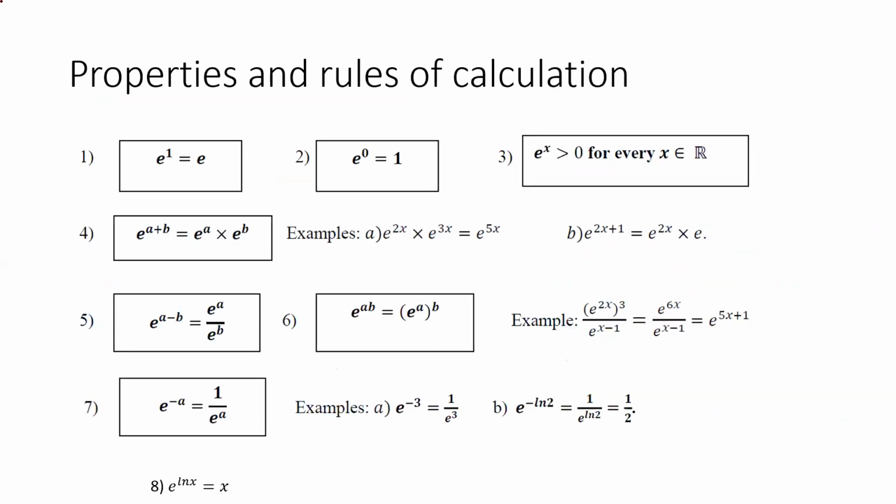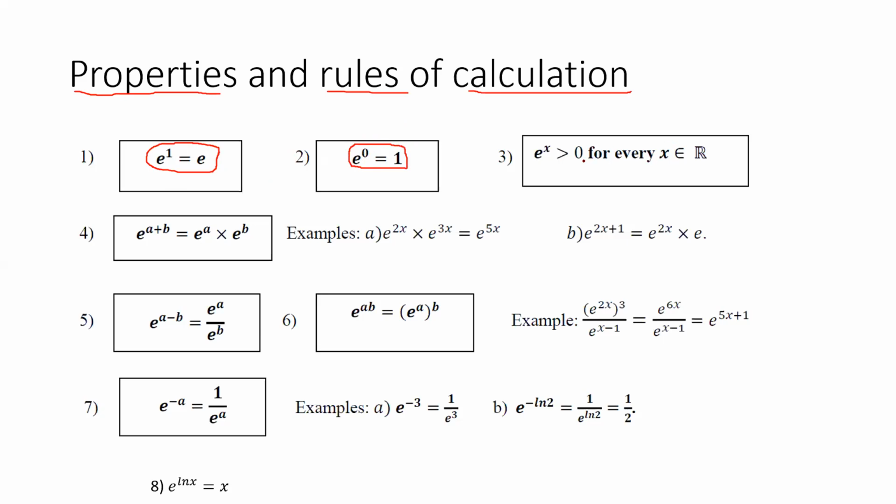Okay. Properties and rules of calculation. Exponential is the same as a power function. It is a power function. First property, it is very simple. e to the one is e. Second property, e to the zero equals 1. e to the power 0 is 1. Any questions about e to the 0 is 1?